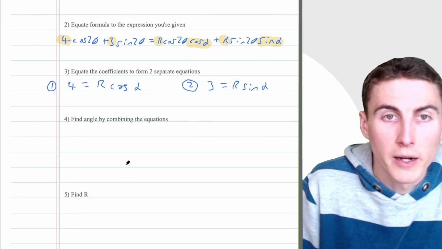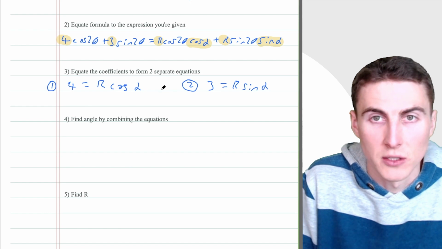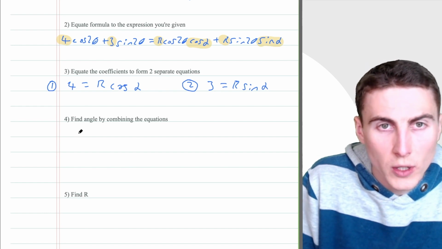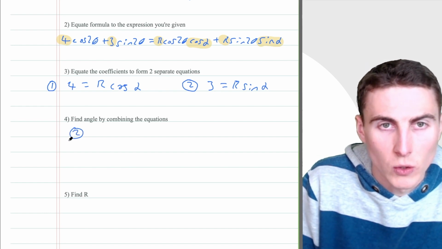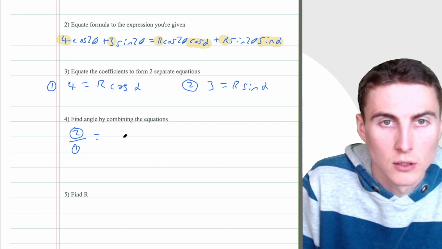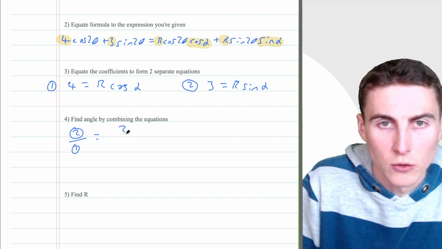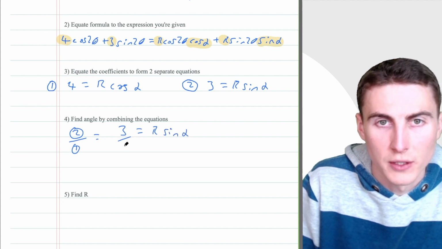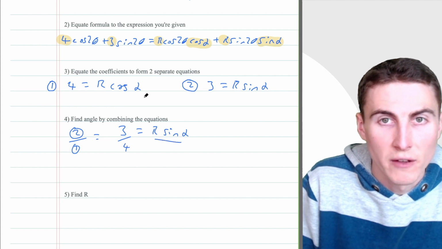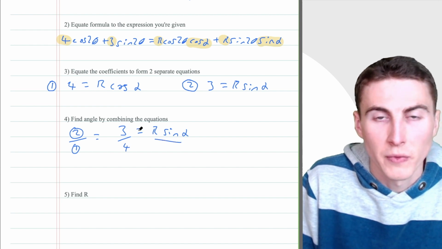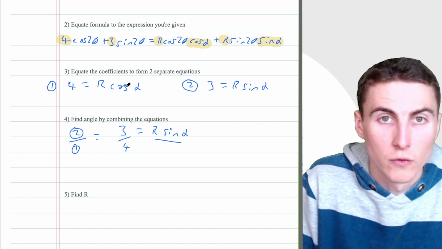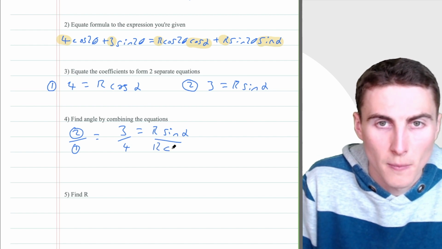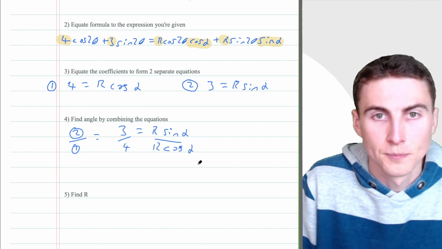So first of all, I'm going to find the angle by combining these equations. What I can do is take my second equation and divide it by my first equation. So I can do 3, which equals r sine alpha, divided by all of this. On the left, I'm going to do 3 divided by 4. On the right, I'll have r sine alpha over r cosine alpha. So we've written that.